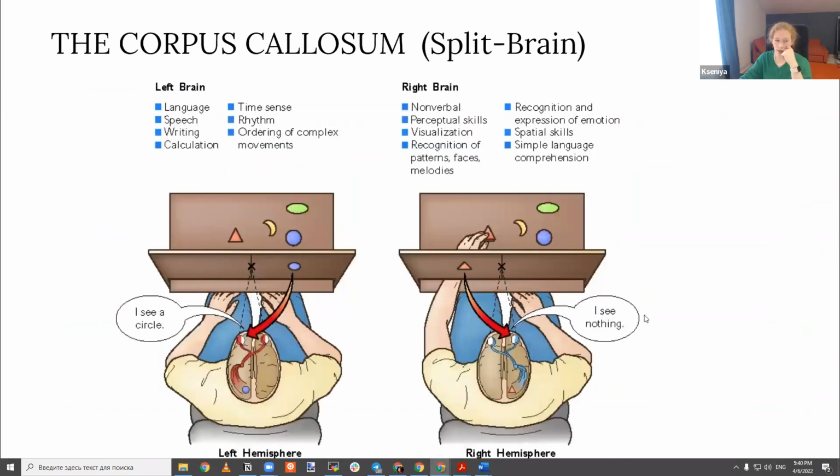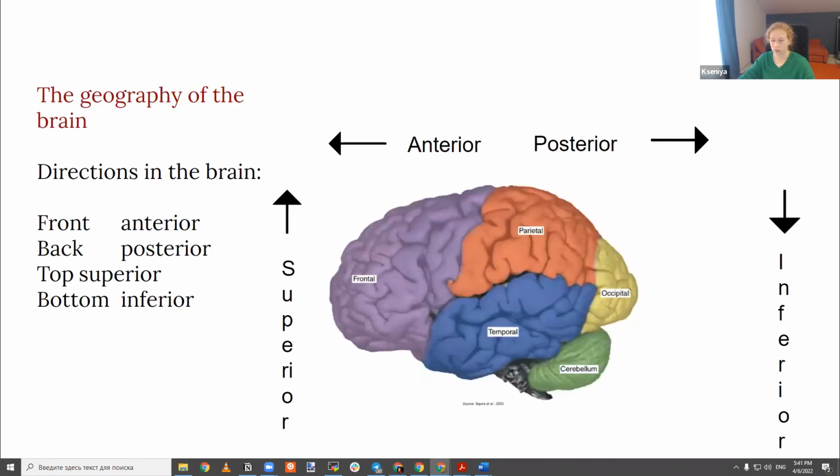So this is about the functions of the corpus callosum and the idea that hemispheres can live their own life, and due to the corpus callosum, we have some communication between these hemispheres.